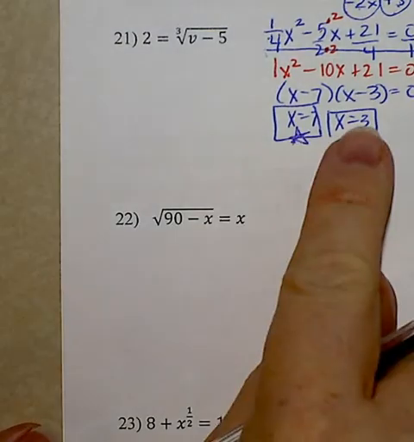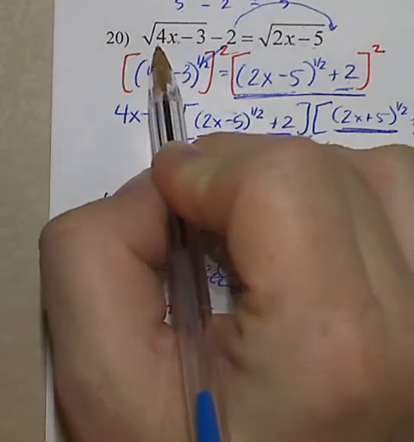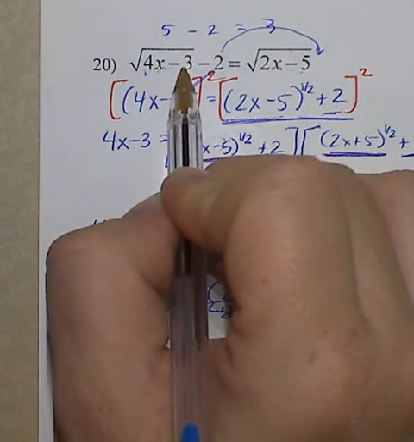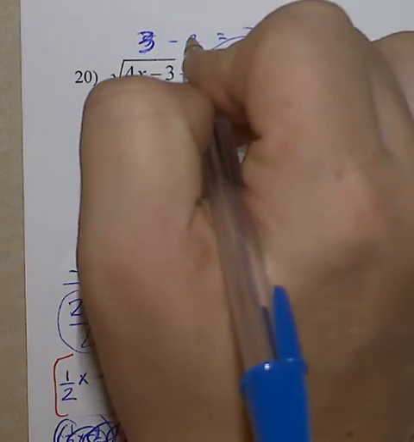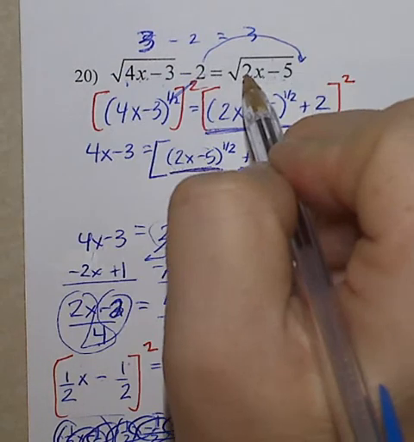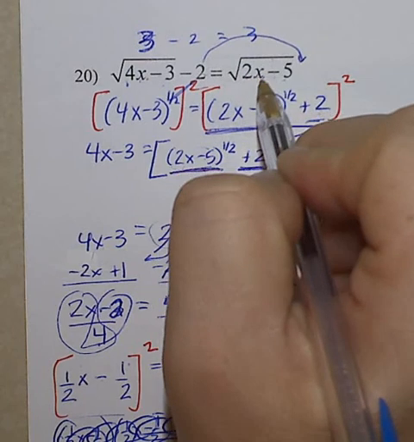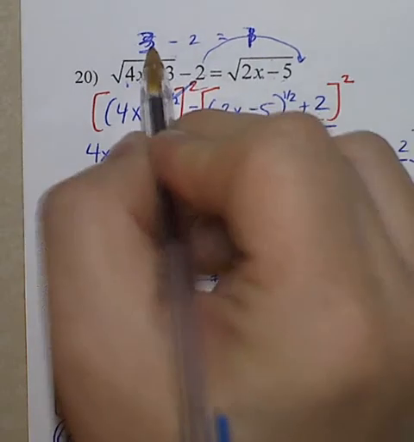Let's check 3 next. 4 times 3 is 12. 12 minus 3 is 9. The square root of 9 is 3. And 3 minus 2. Okay, remember, we're checking 3. 2 times 3 is 6. 6 minus 5 is 1, and the square root of 1 is 1. Does 3 minus 2 equal 1? It sure does.